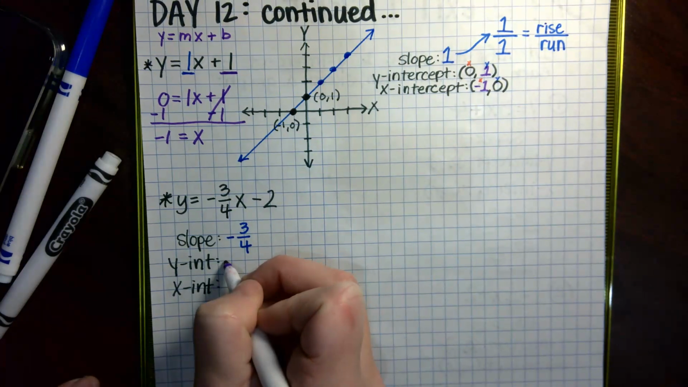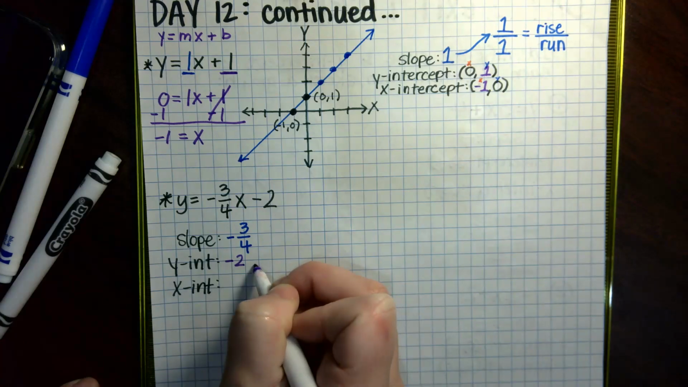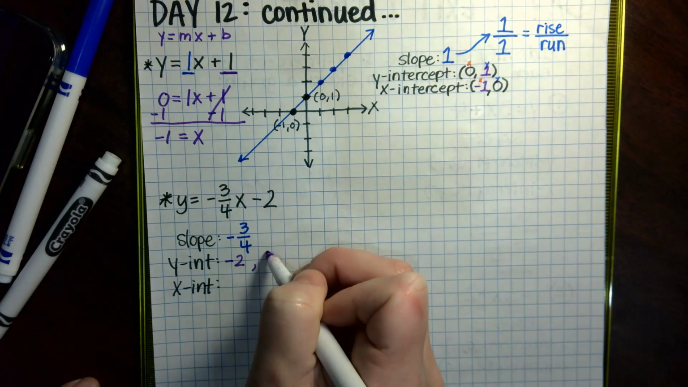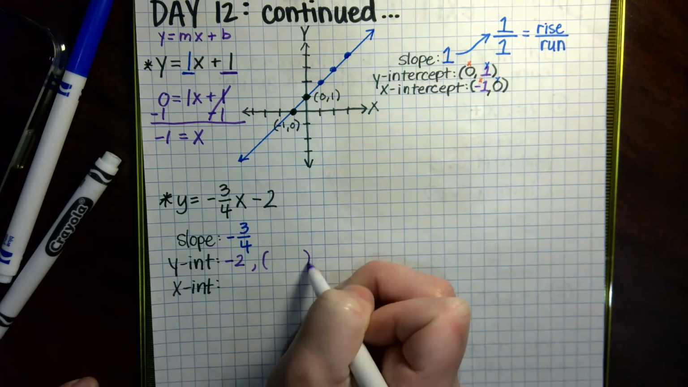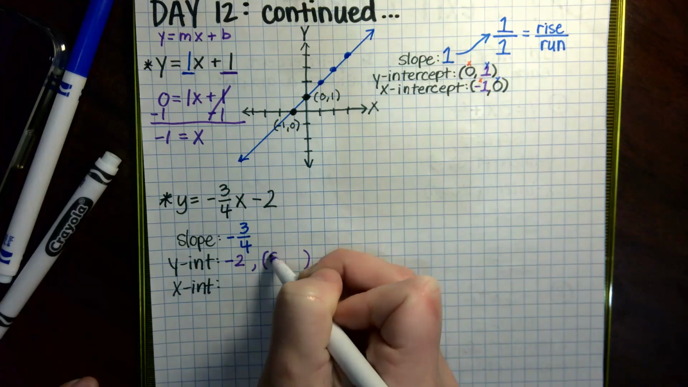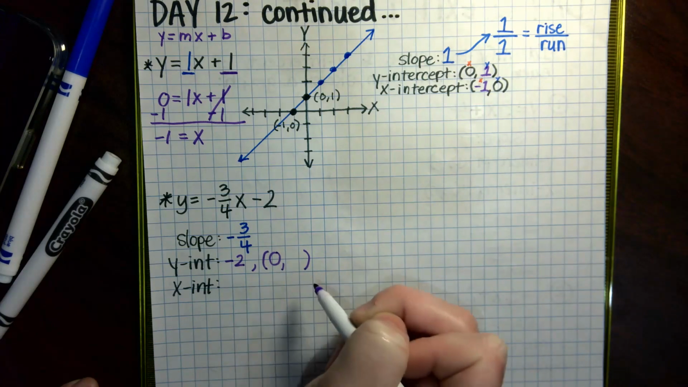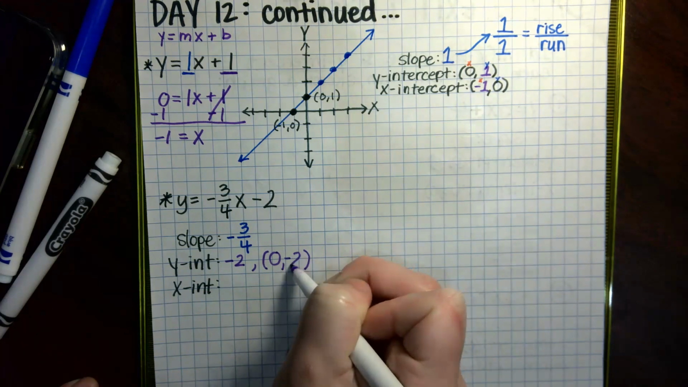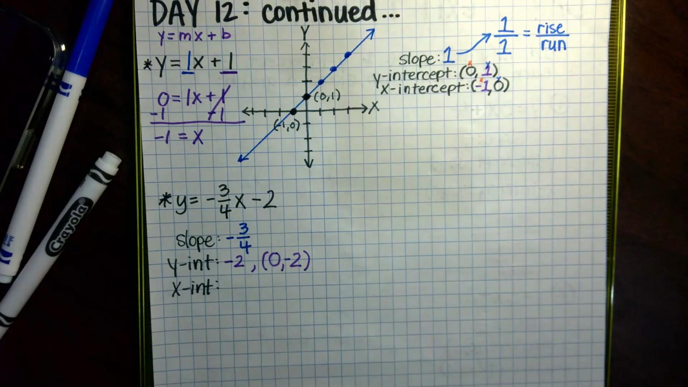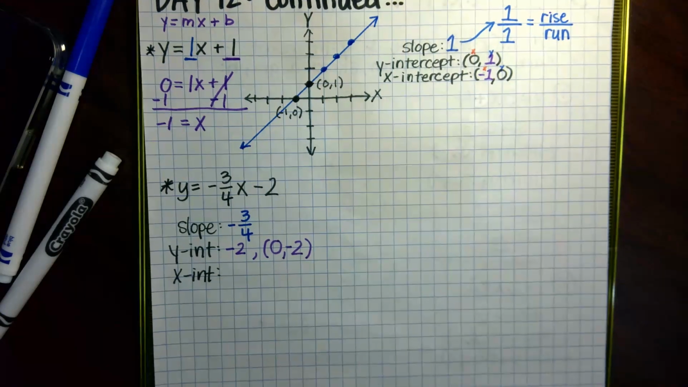So we can start by writing -2, but we also know that the point for the y-intercept is going to be where x equals 0 and y is -2. And that negative sign. Yep, can't forget the sign.